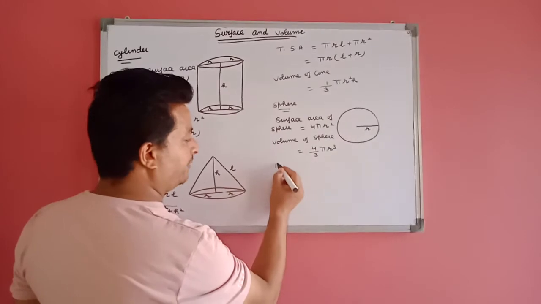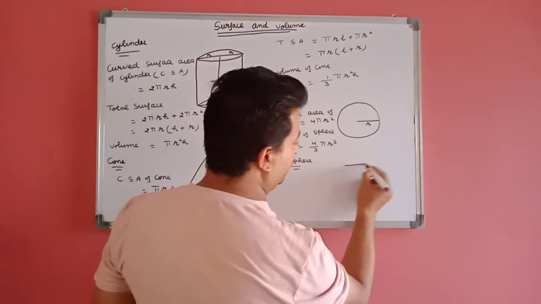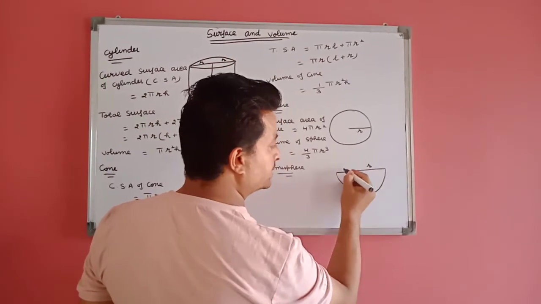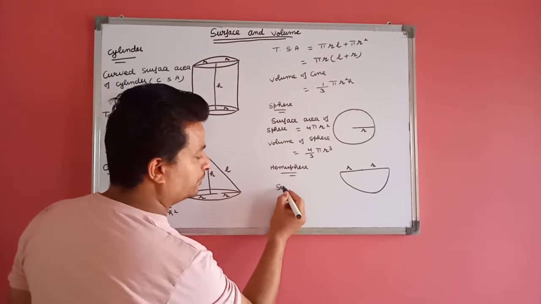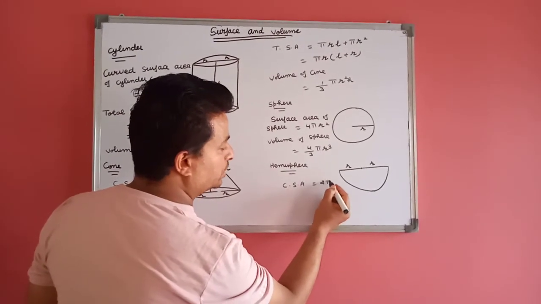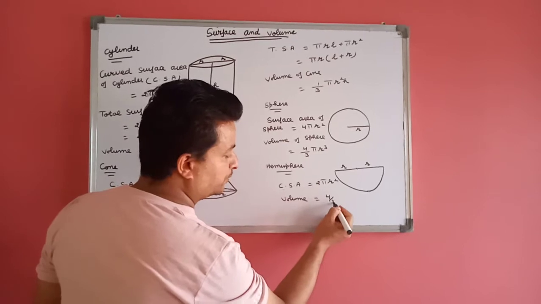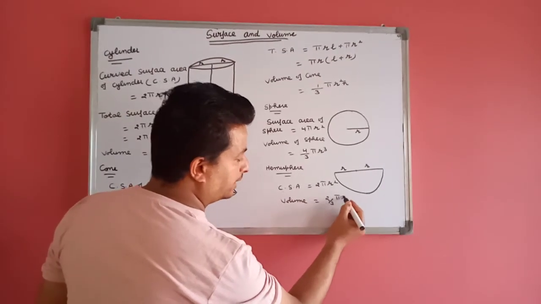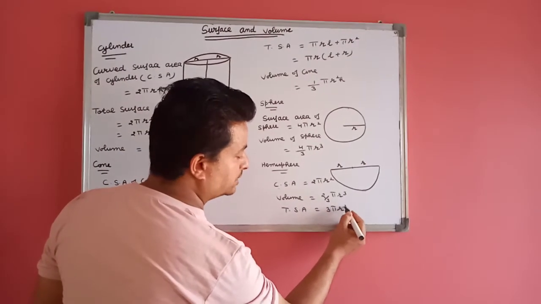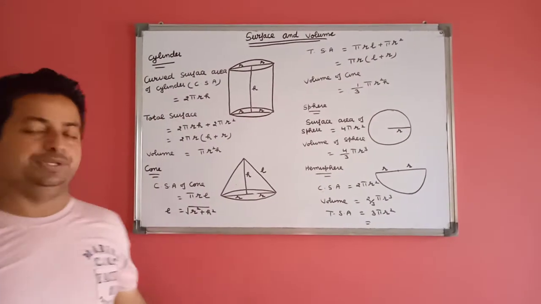After this, we have hemisphere, that is half of sphere. This is the half of sphere. This is the radius and whole is diameter. So first we write curved surface area CSA, which is equal to 2 pi r square. Then volume, which is 2/3 pi r cube, and the total surface area, which is 3 pi r square. These are the formulas of some of the physical quantities.